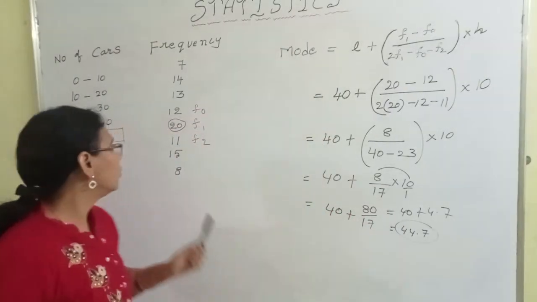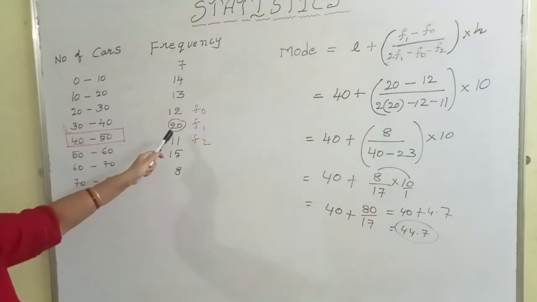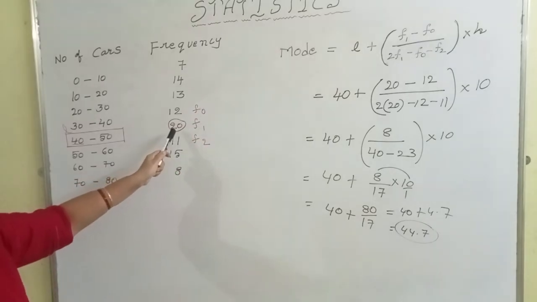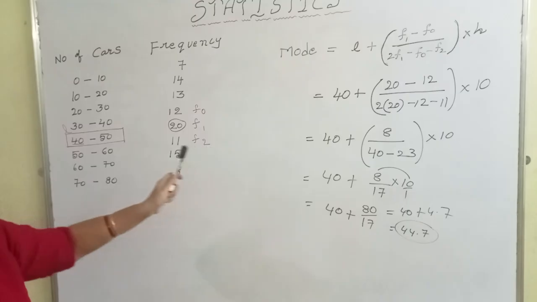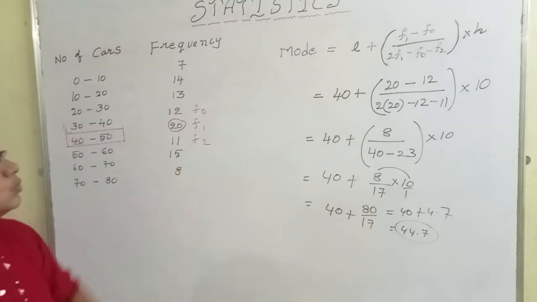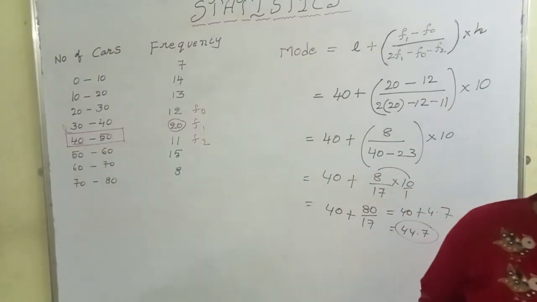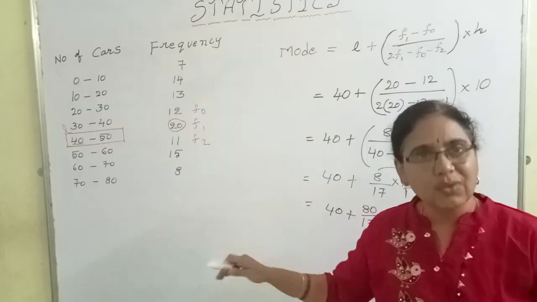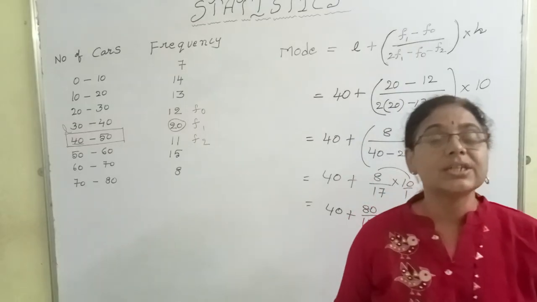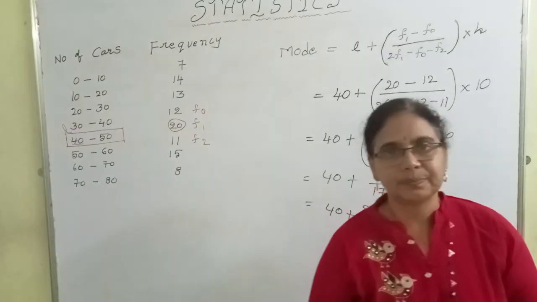L means lower limit. What is the lower limit? 40. Plus, F1 is the greatest number, so F1 minus F0 is 12. Then 2F1 minus F0 minus F2, into H. H means the difference between class intervals: 0 to 10, 10 to 20, 20 to 30, 40 to 50, 70 to 80. What is the difference? It is 10. So H is equal to 10.